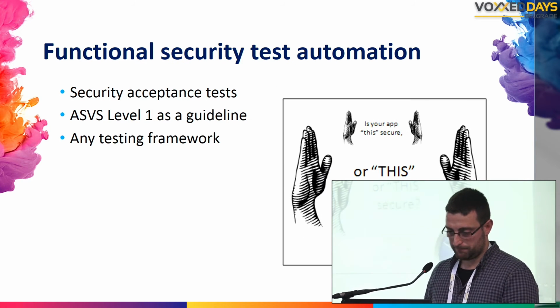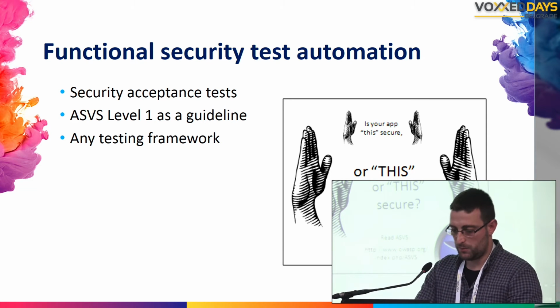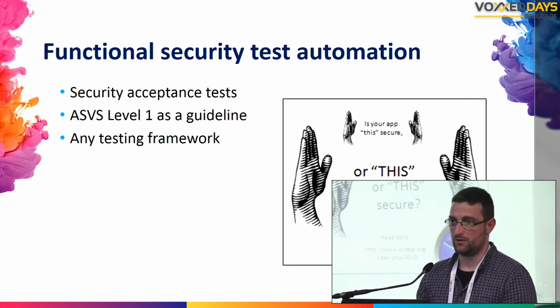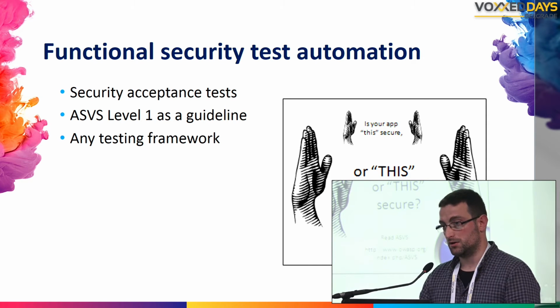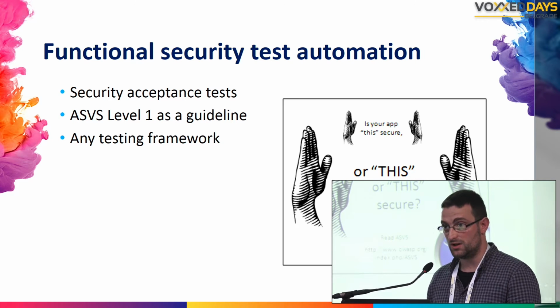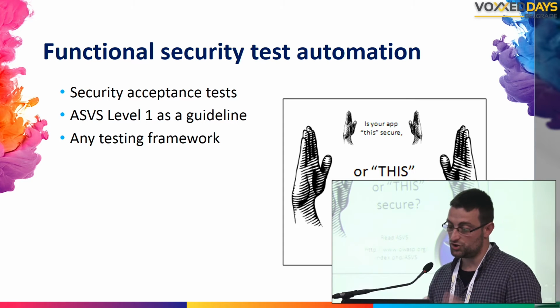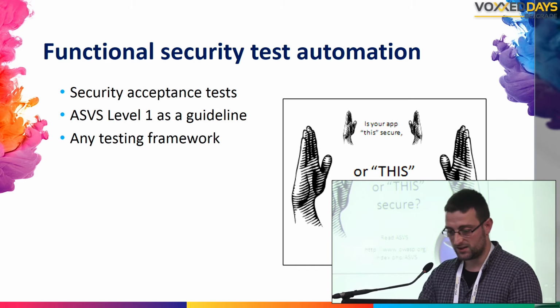Okay, the next thing was functional security test automation. This was the tricky part. These tests need to be written. They don't have the convenience of just running some tool to help you. These are tests that you have to write yourself, and in order to write them, you need to think of them as security acceptance tests. What do you need in your security test suite to be sure that your application works securely and is secure?